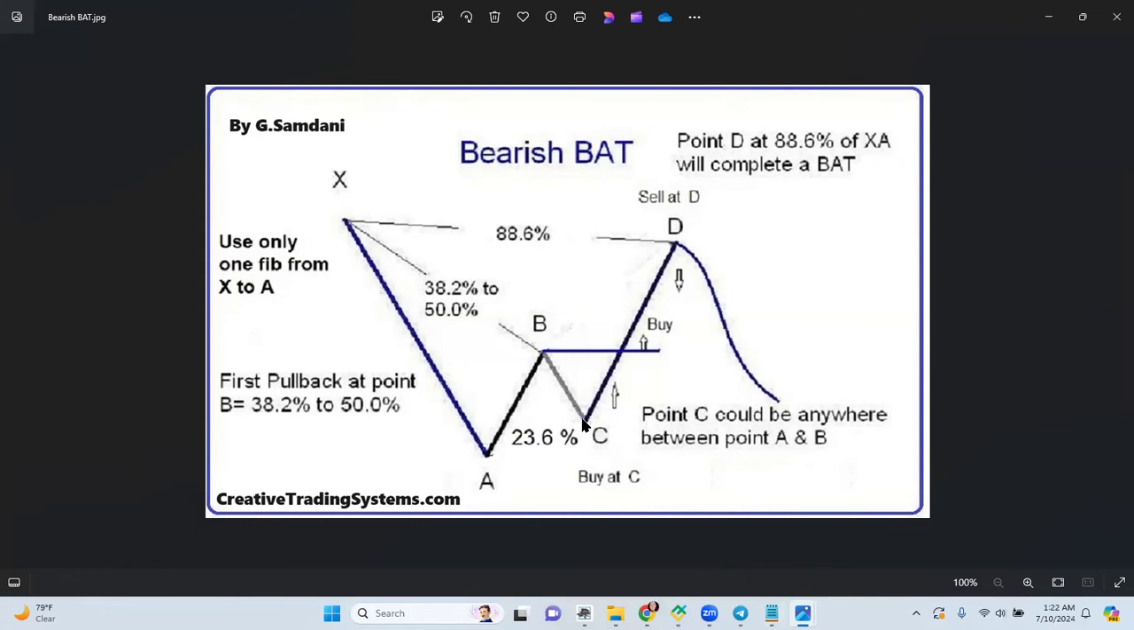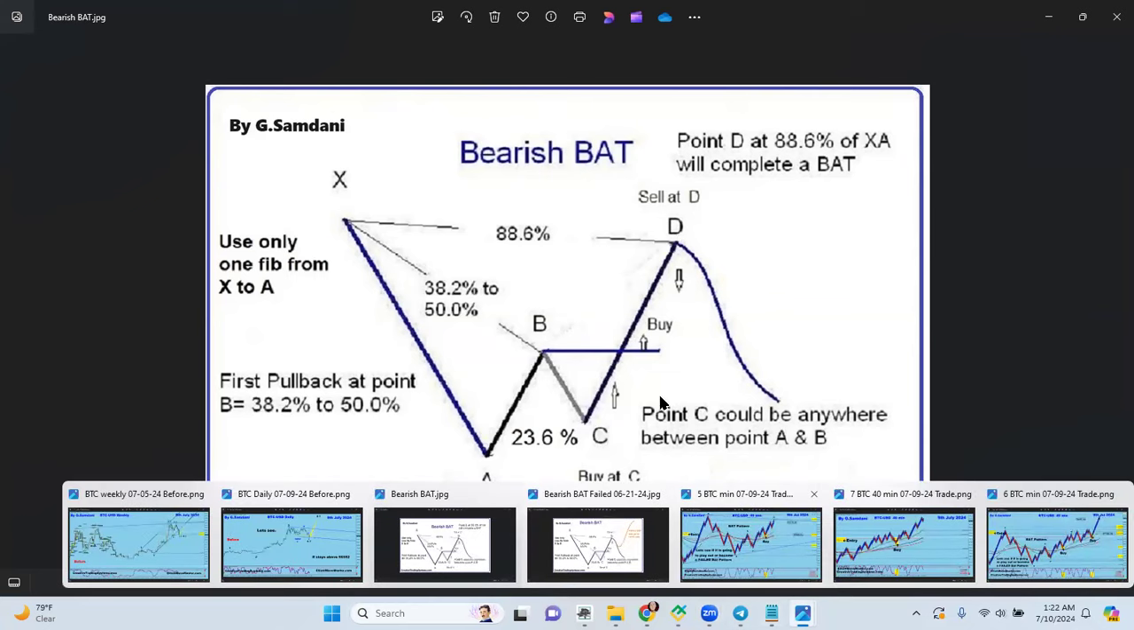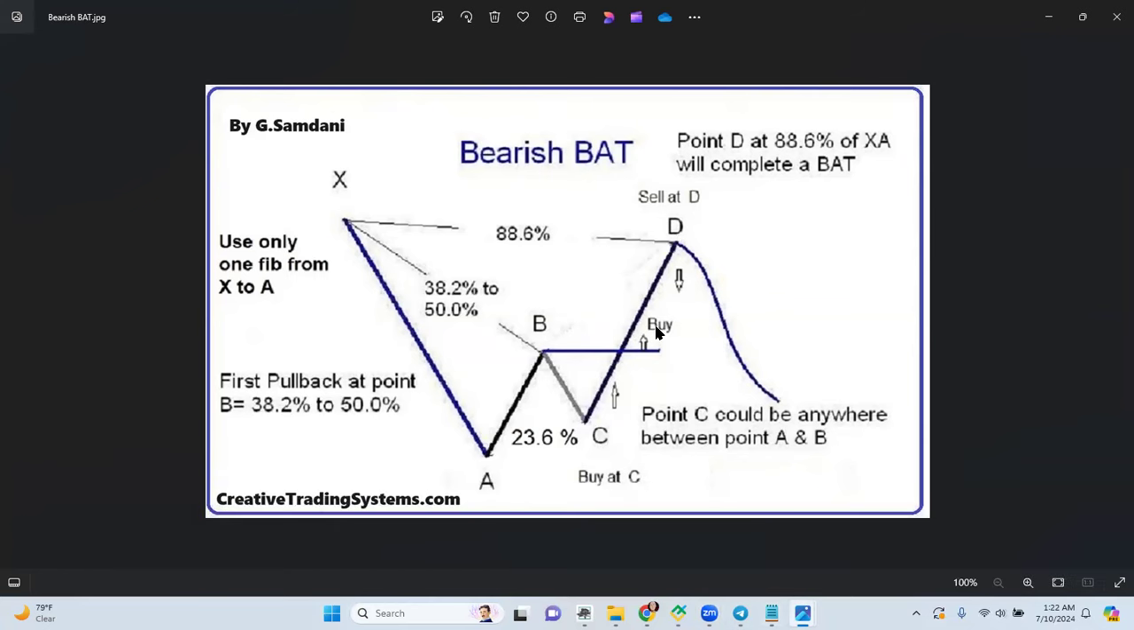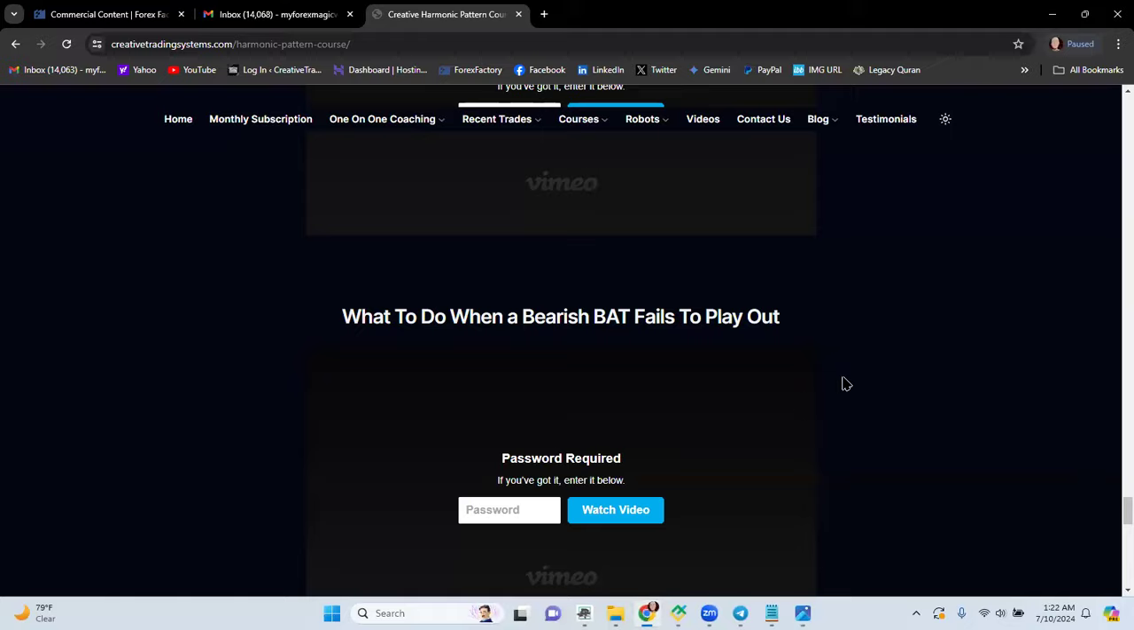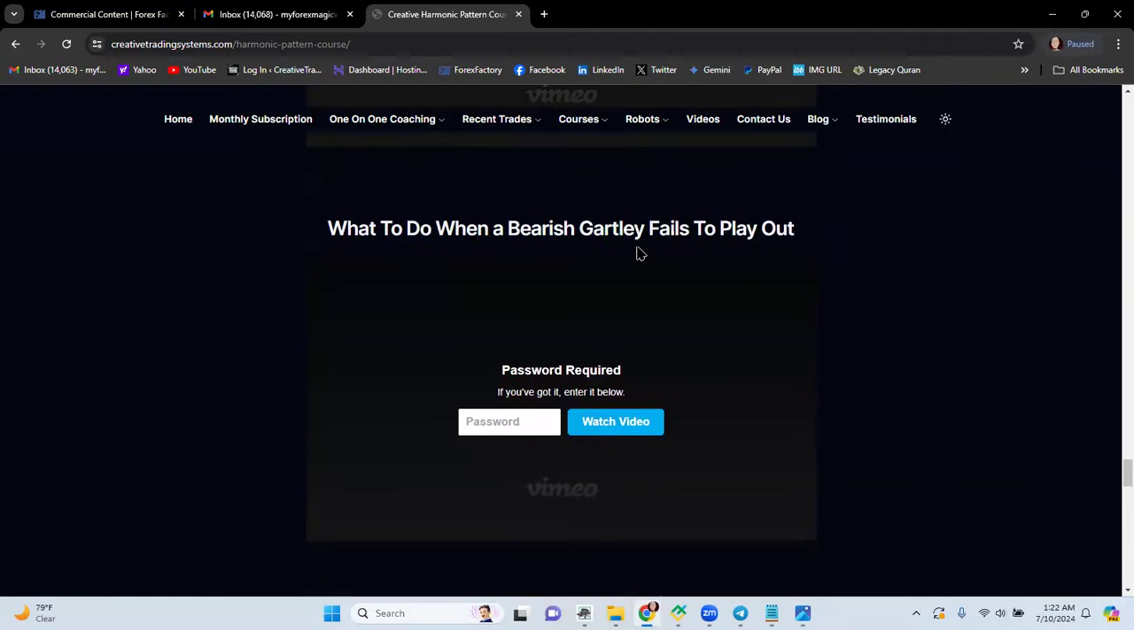Now, I saw this in Bitcoin, and I took the break of this on the 40-minute chart. I did it because I wanted to show, because usually my entries are from 20-minute or 7-minute charts, that this is what a bat pattern is, and especially a new study that I'm making videos on. It's like, if these patterns fail, then what to do? For example, let me go on my website and show you this, when a bearish Gartley failed to play out.